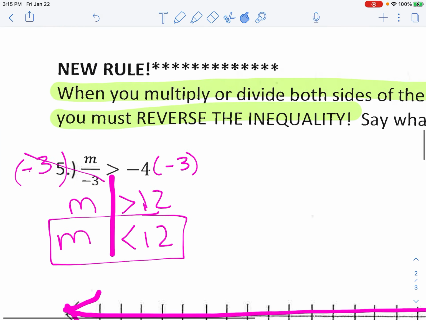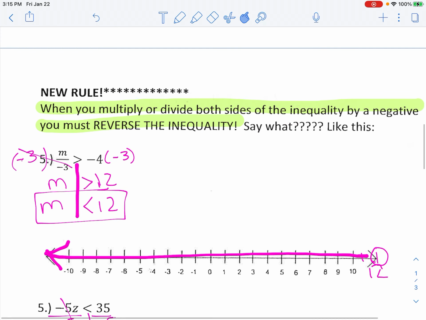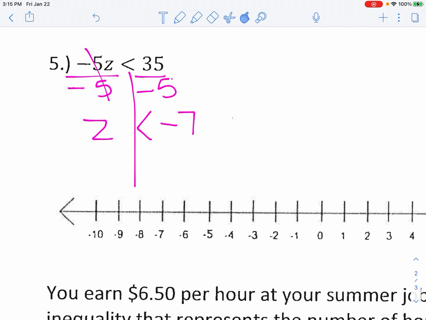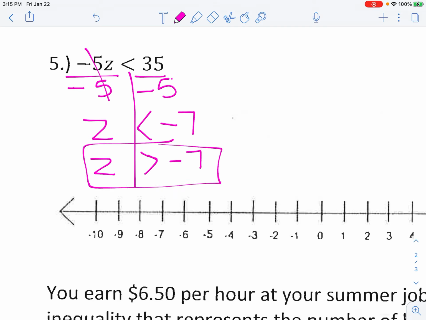Now, what's our new rule? When you multiply or divide both sides of the inequality by a negative, you must reverse the inequality. Okay, I did just divide both sides by a negative. So now I'm going to flip my less than sign to greater than. So my final solution, z is greater than -7.